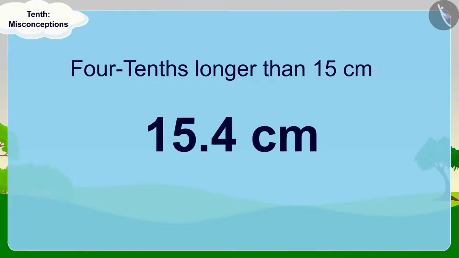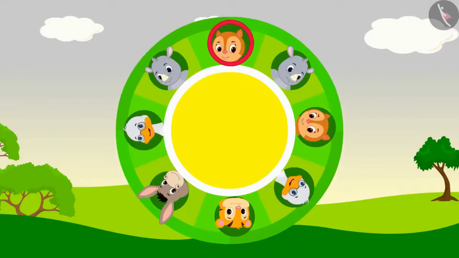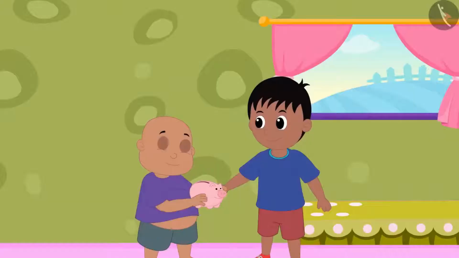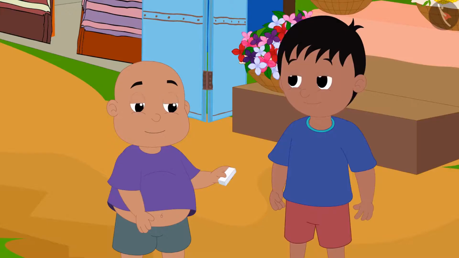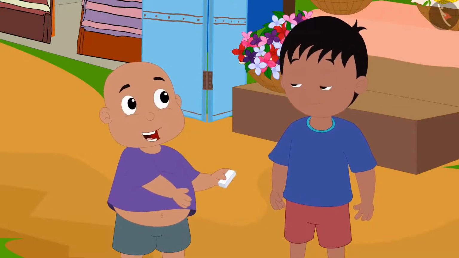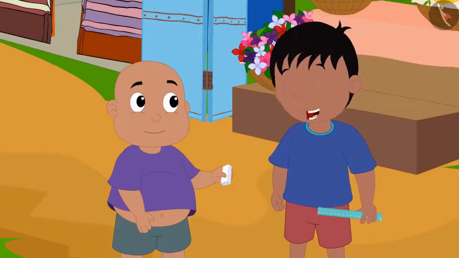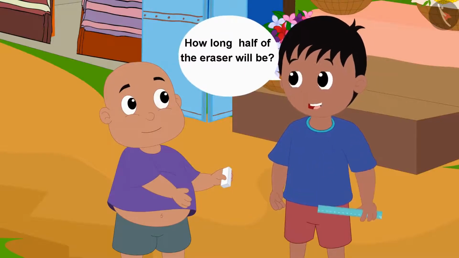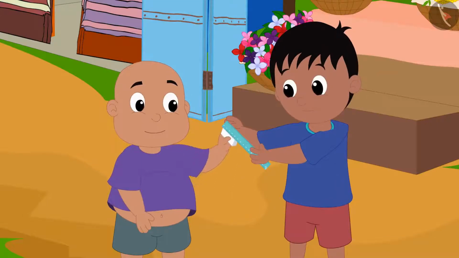Hello children! In the previous video, we learned more about tenth through some interesting examples. In this video, we will see some of the misconceptions related to this. Raju and Bablu collected some money and bought an eraser from the market. Raju, let us divide this eraser in two halves. Bablu said to Raju. Okay, let's measure it using a ruler so that we know how long half of the eraser will be. Raju measured the eraser with a ruler.